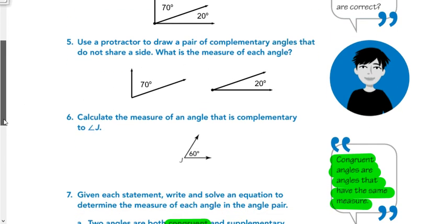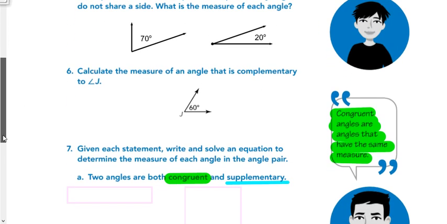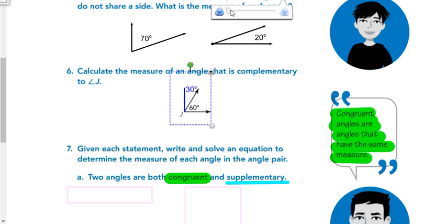Number 6, calculate the measure of an angle that is complementary to angle J. So we know that angle J is 60, and complementary is 90, right? So 90 minus 60 is 30. So this right here is 30.